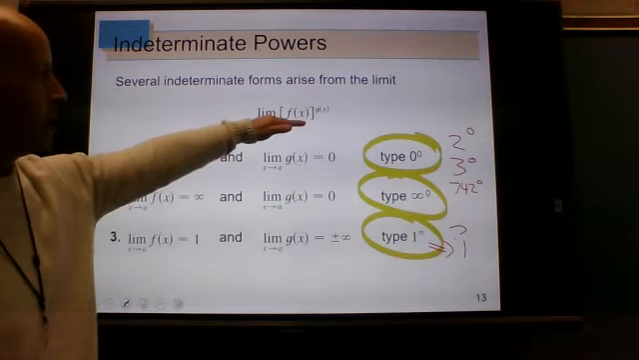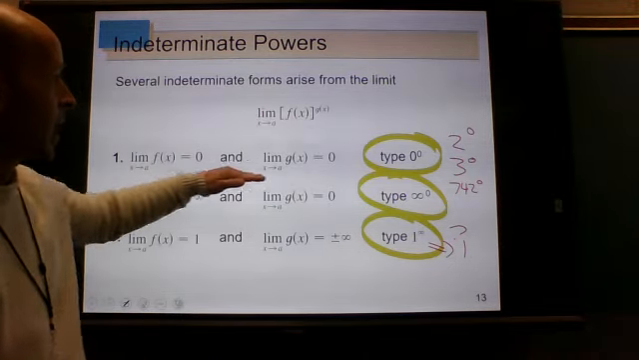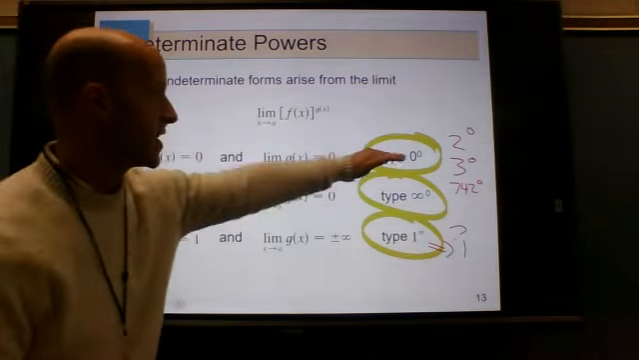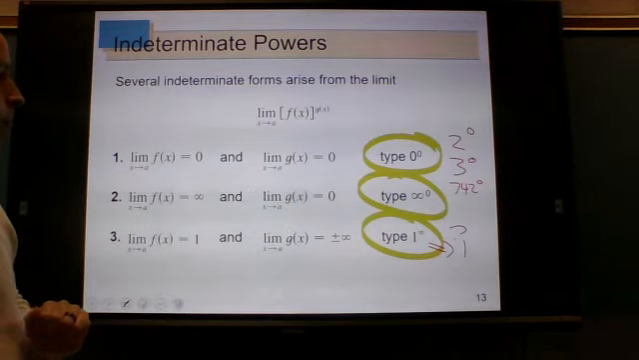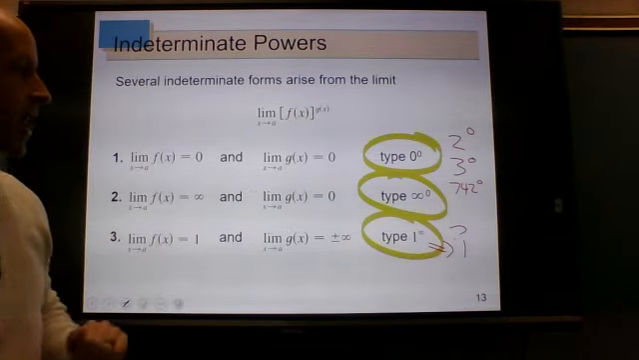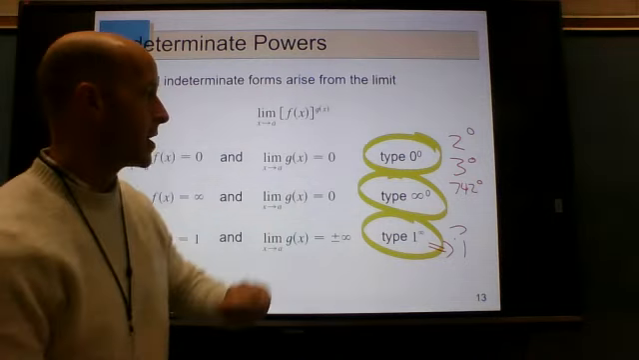So if you want to think about it, the base is 0 and the exponent is 0, 0 to the 0 is an indeterminate form. If the base is infinity and the exponent is 0, this is again an indeterminate form.